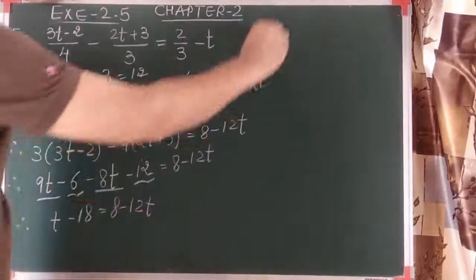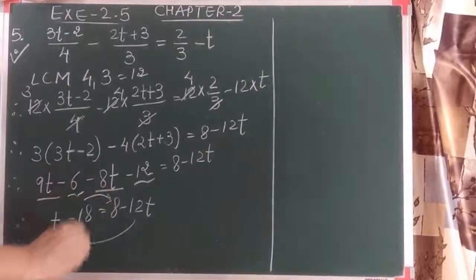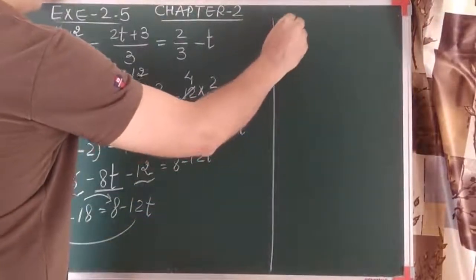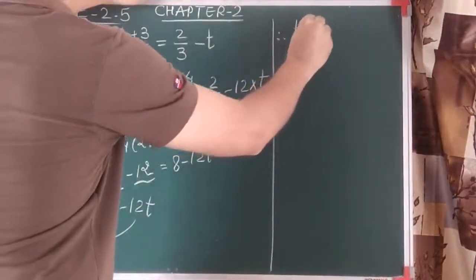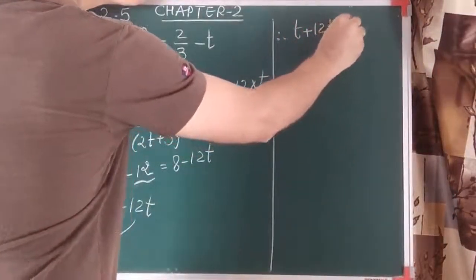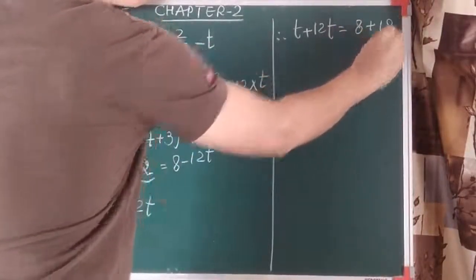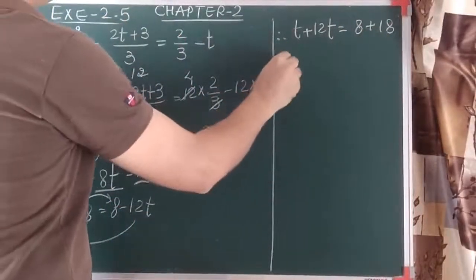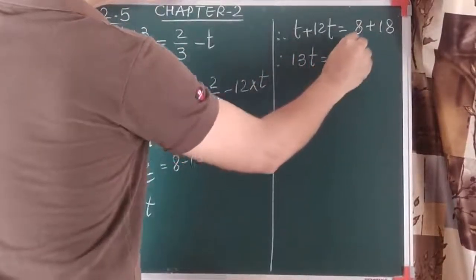Now as we discussed earlier, all the variables on the left hand side and all the constants on the right hand side. t remains as it is. And we have taken minus 12 to the left hand side, it becomes plus 12. This 8 as it is, and minus 20 on the right hand side becomes plus 20. Both are the equal sign, so it is 13t is equal to 26.